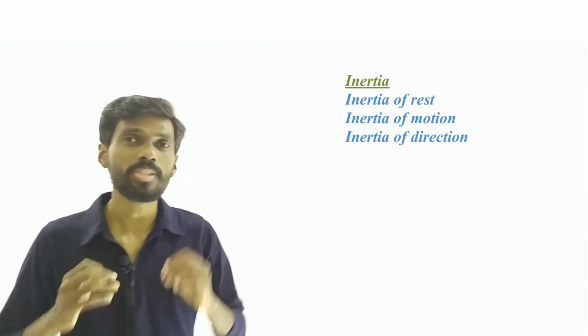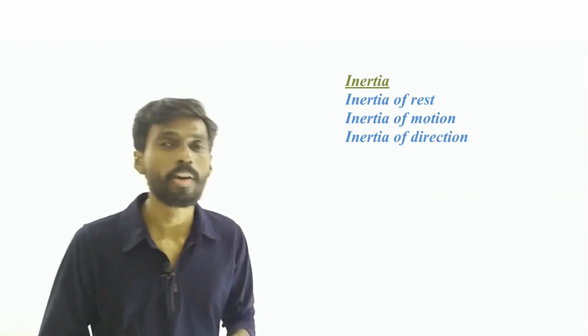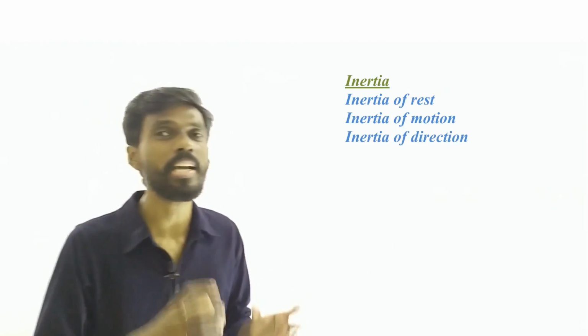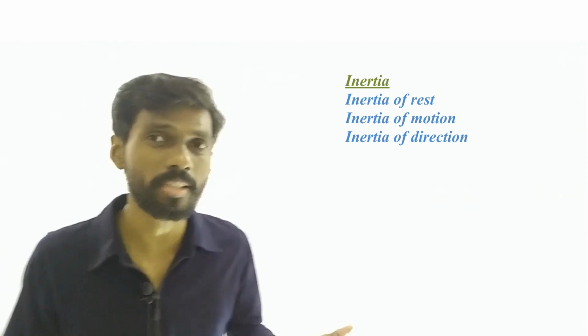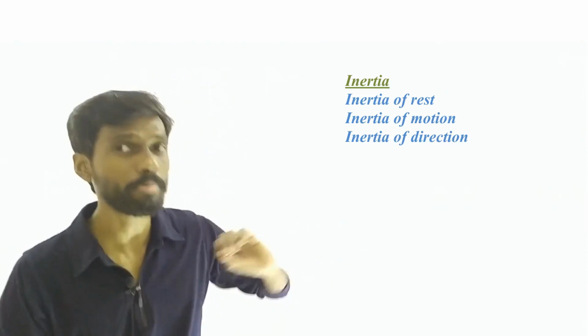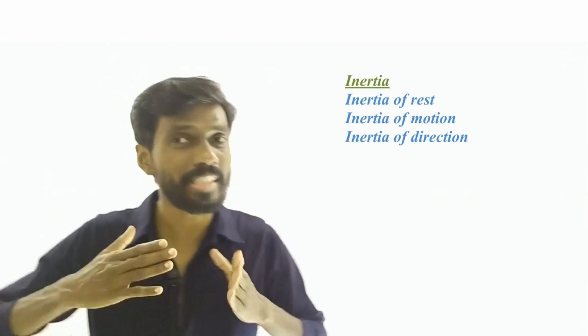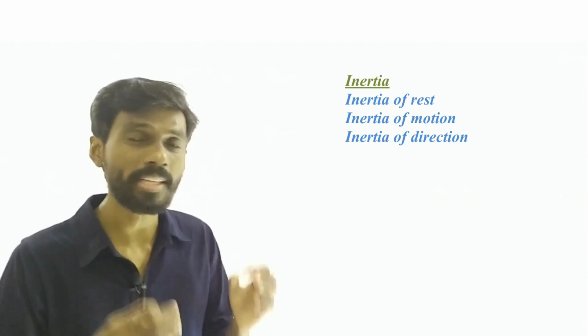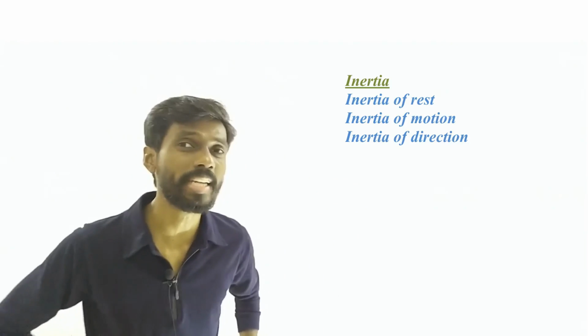Inertia is of three types: inertia of rest, inertia of motion, and inertia of direction. An object at rest will want to be at rest forever, unless a force intervenes. Inertia of motion: an object moving at a certain speed will continue with the same speed. And an object moving in a certain direction will continue moving in the same direction unless a force acts on it. So these are the three types of inertia.